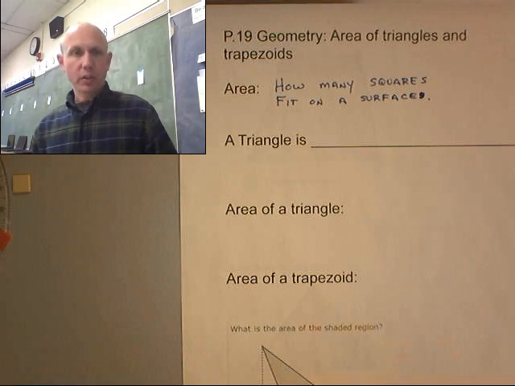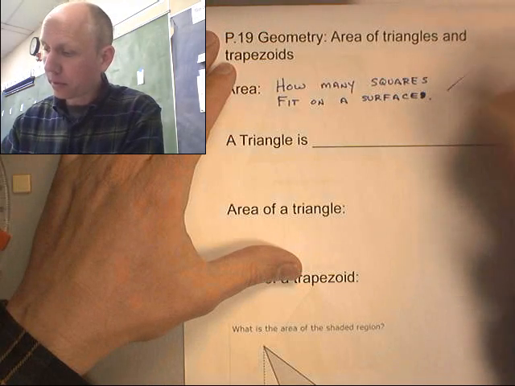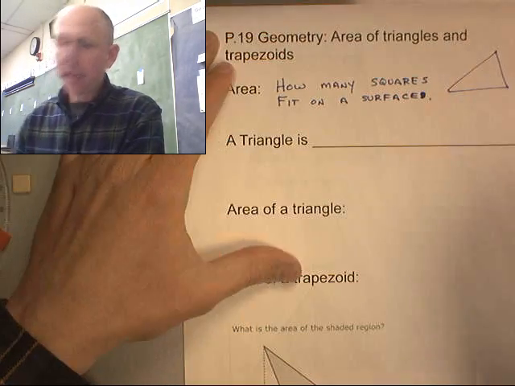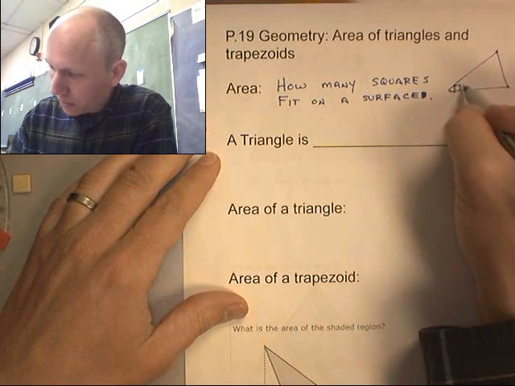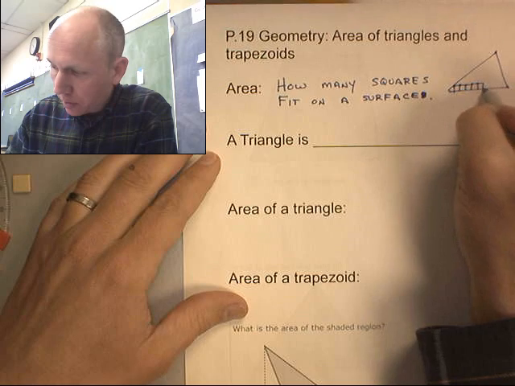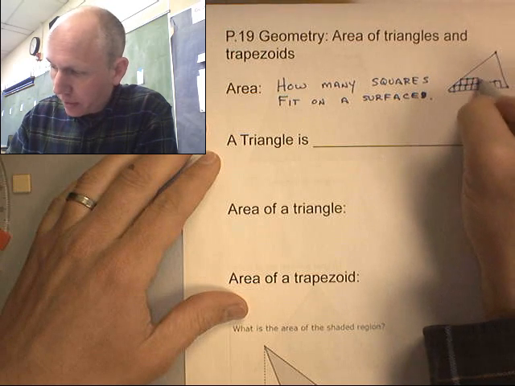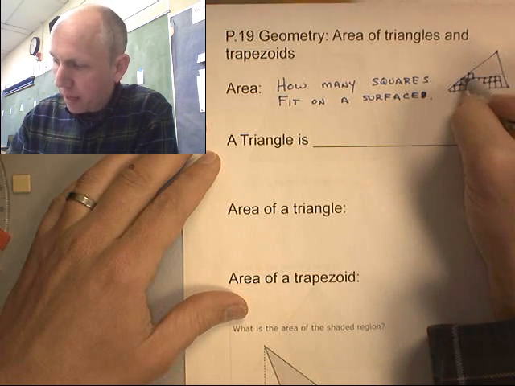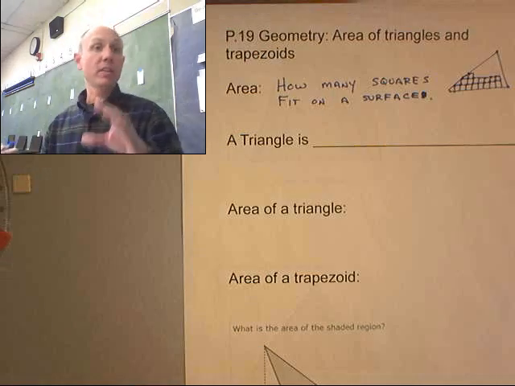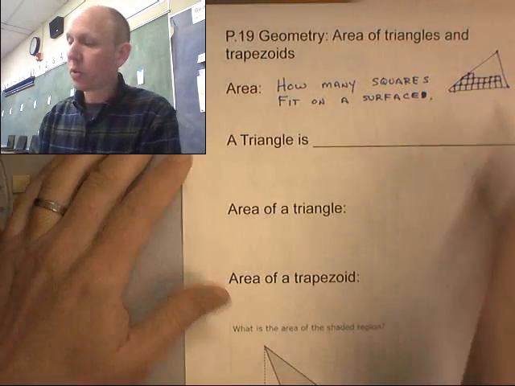So imagine I have a surface. I have some kind of a funny shape here. And I had little square stickers. How many little square stickers could I put inside this triangle? And now I might have to cut my stickers. I might have to take a square sticker and cut it in half to make little edges and stuff like that. But how many little squares could I fit in there?